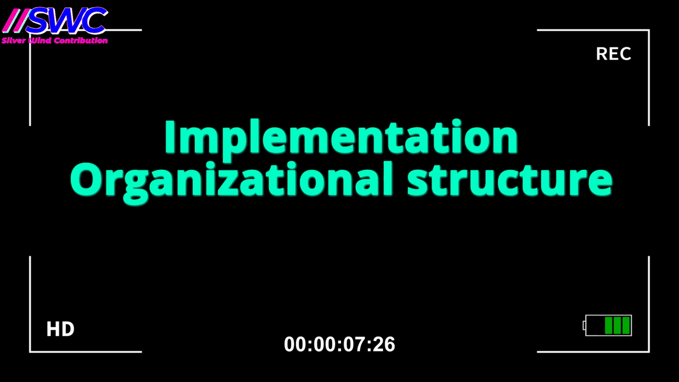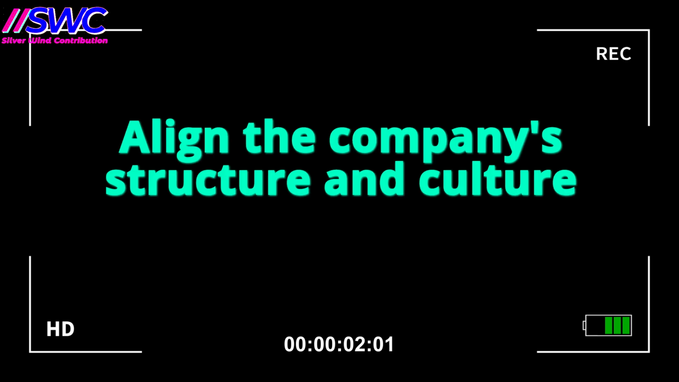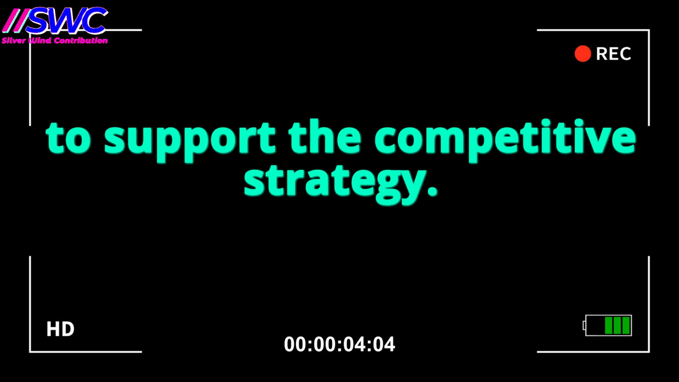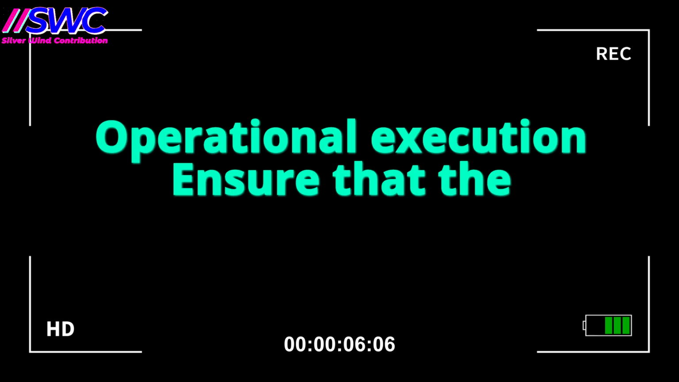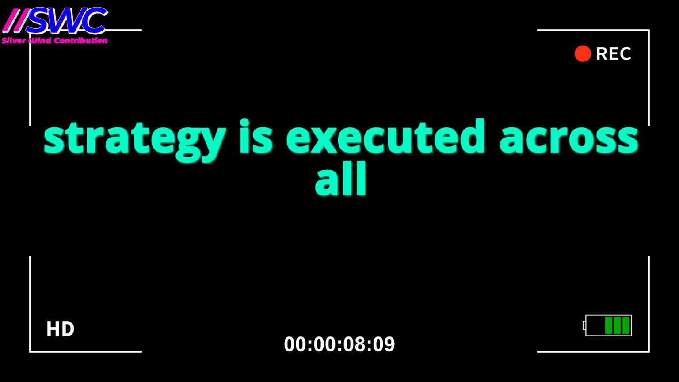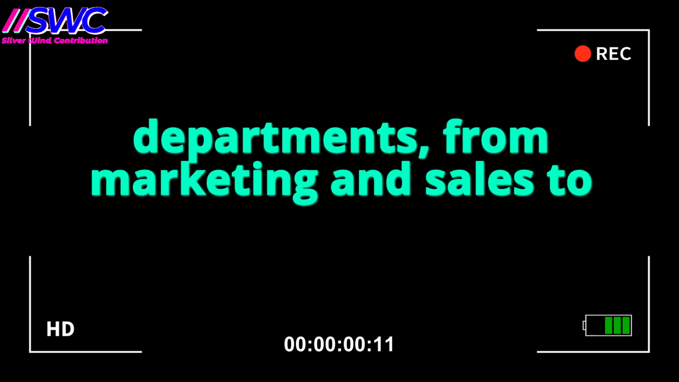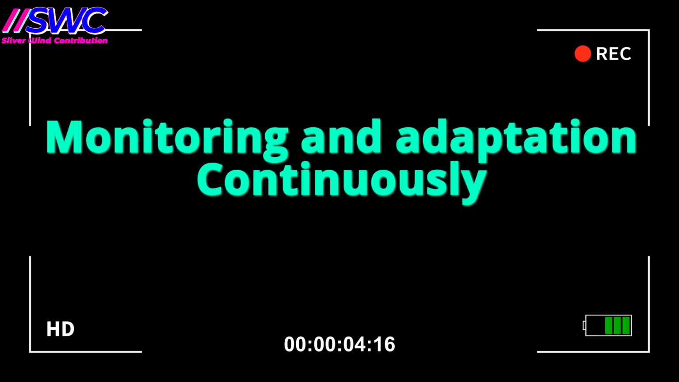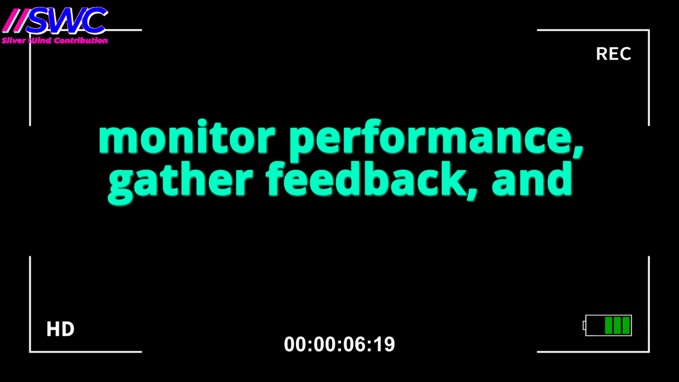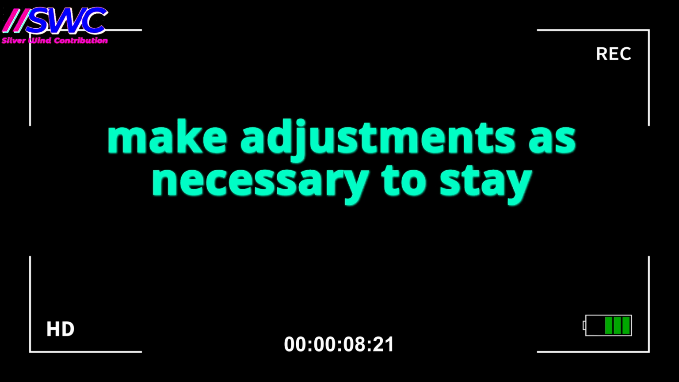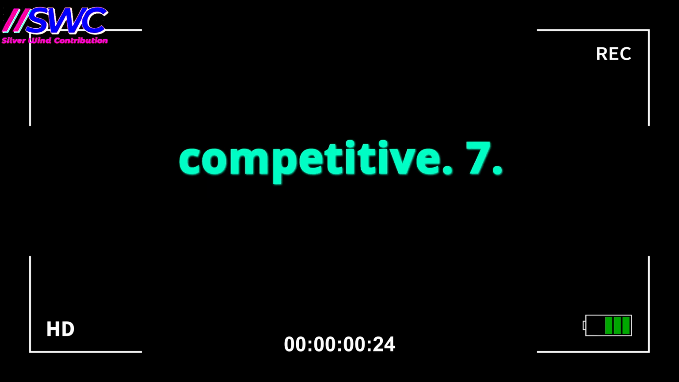6. Implementation. Organizational structure. Align the company's structure and culture to support the competitive strategy. Operational execution. Ensure that the strategy is executed across all departments, from marketing and sales to operations and customer service. Monitoring and adaptation. Continuously monitor performance, gather feedback, and make adjustments as necessary to stay competitive.